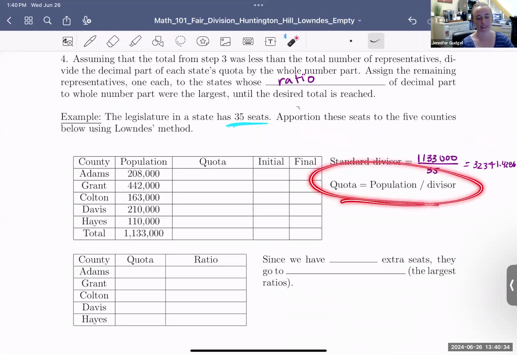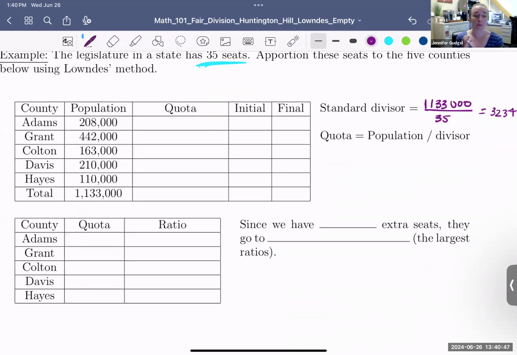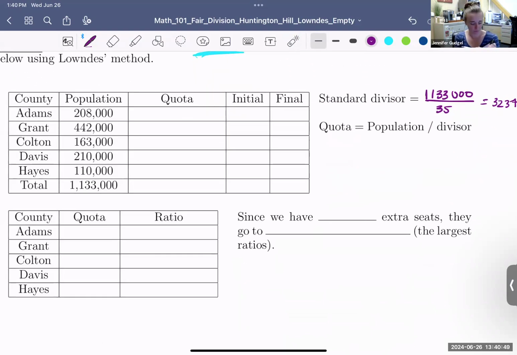Each quota is that state's population divided by this divisor. Now you need at least three or four decimals. Three is fine, but you need more than two. So, Adams County, I see we're doing counties, not states. I probably said states. It's fine.